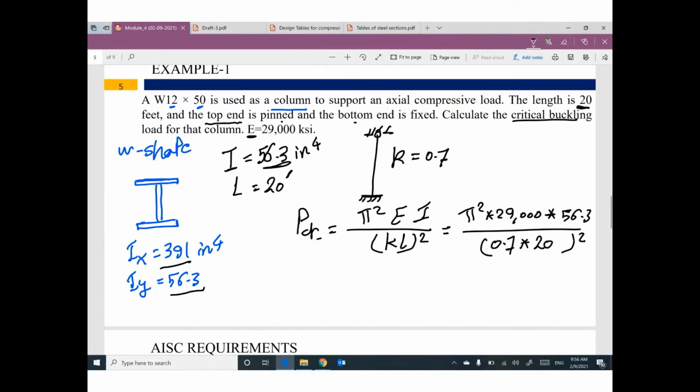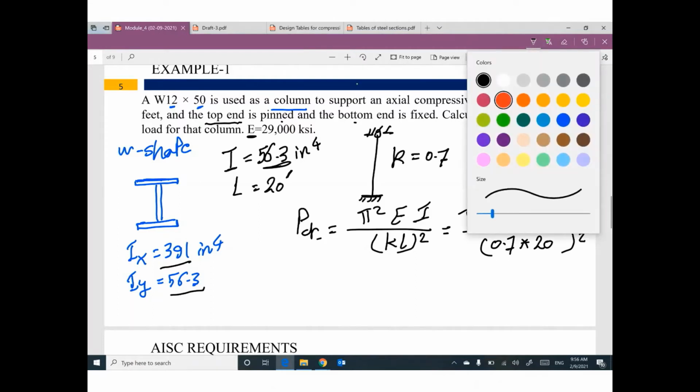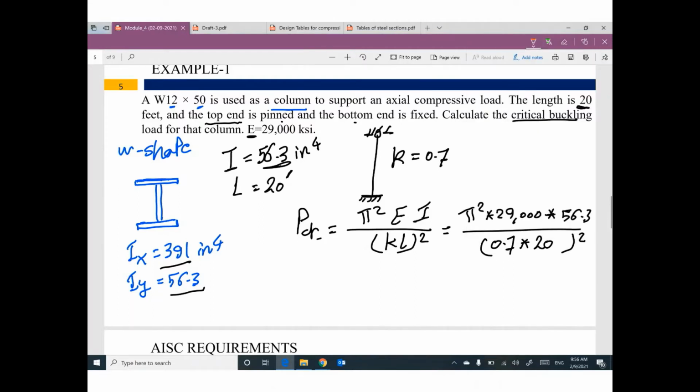We have a little mistake here. If you get a number, your number will be wrong because we have a little mistake. Please review your units. 29,000 is KSI, so we have kip and inch square. 56.3 is inch to power 4. Until this moment, we are good. K is a factor. We don't have unit.